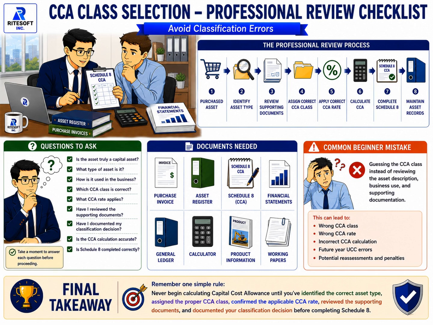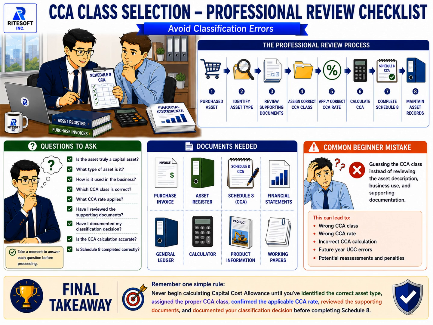Is this truly a capital asset? What type of asset is it? How will it be used in the business? Have I selected the correct CCA class? Am I applying the correct CCA rate? Have I reviewed all supporting documentation? Have I documented the reason for my classification decision? Is the capital cost allowance calculation accurate? And has Schedule A been completed correctly? Answering each of these questions helps ensure that the classification is supported and the calculation is reliable.